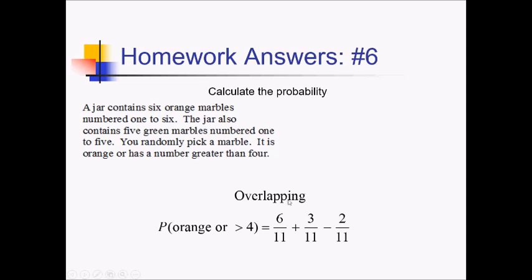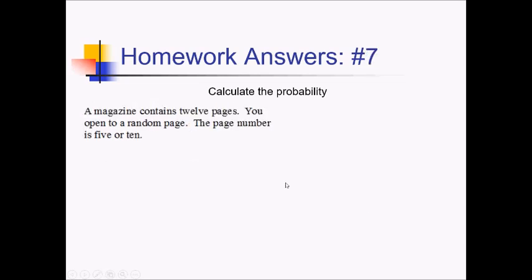Because you're either counting them for the orange or for the greater than 4, not both. So putting it all together, we have 6 plus 3 is 9, minus 2 is 7, so 7 out of 11.